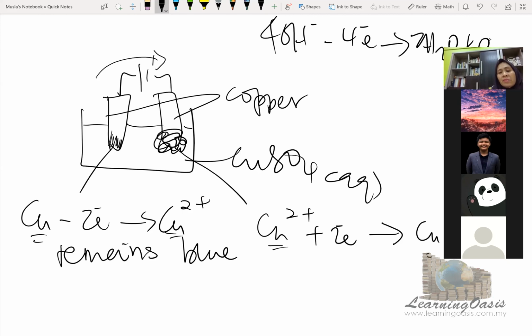To make it clear to you, say you have 100 ringgit, and then your mom gives you 100 ringgit to spend. So you use the 100 ringgit that your mom gave you to buy things. So your 100 ringgit is still there. It doesn't change. You still have your 100 ringgit. So the same case here. At the anode, copper atom is oxidized to copper ion. At the cathode, copper ions are reduced to copper. So you don't change the number of copper(II) sulfate in the solution. That's why the blue color remains blue.